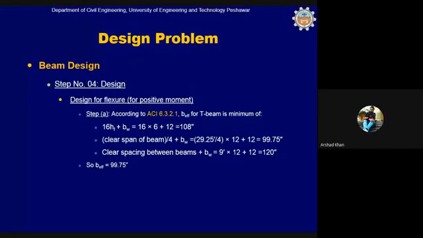Yes, sir. Okay, so B effective for T beam is the minimum of 16 times the slab thickness plus BW, clear span of beam divided by 4 plus BW, or center to center spacing between beams plus BW. This you know from your previous course. The minimum B effective comes out to be 99.75 inch for this beam.